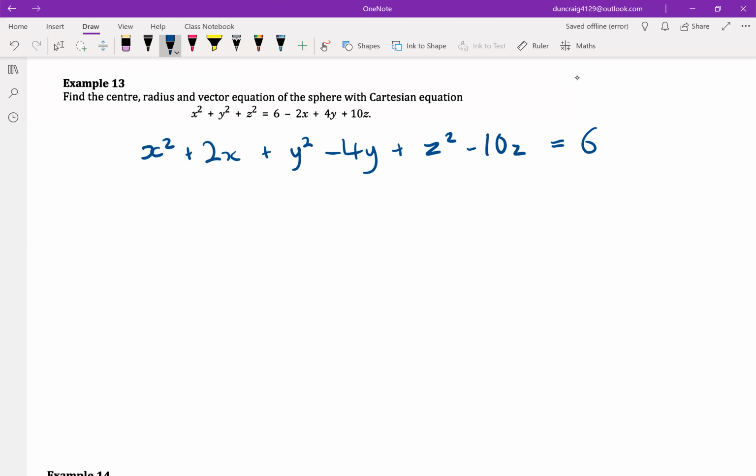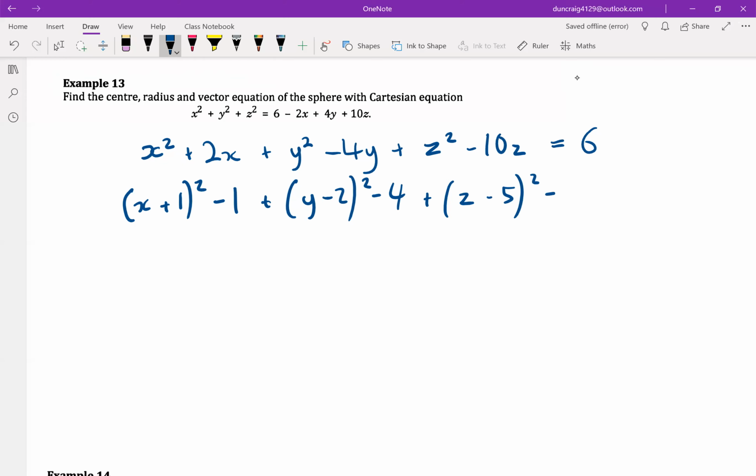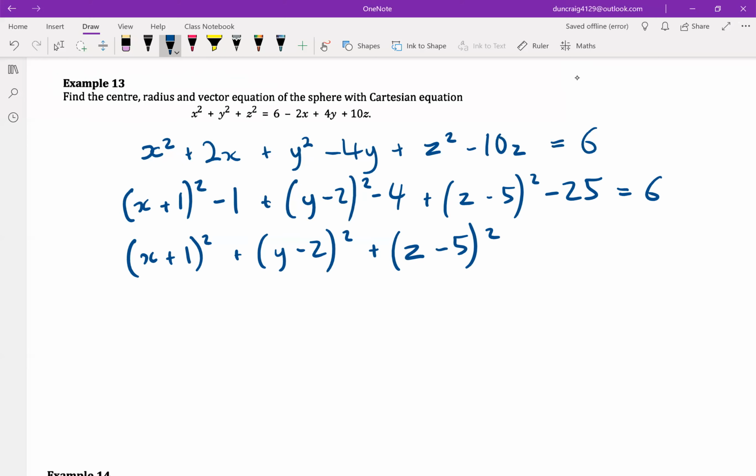Now I'm going to complete the square for each one. That's x plus 1 squared, which generates a 1, so I take 1 away, plus y take 2 squared, which generates a 4, so I take 4 away, plus z take 5 squared, which generates a 25, so I take 25 off, is equal to 6. Then I put all the loose numbers on the other side.